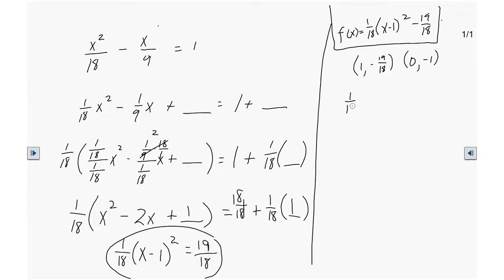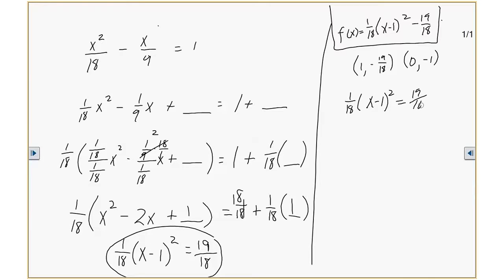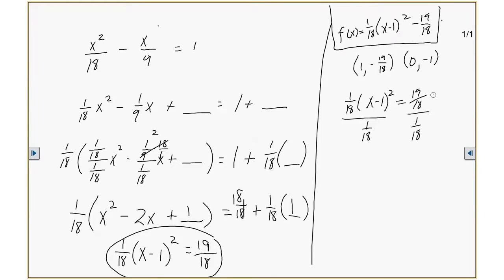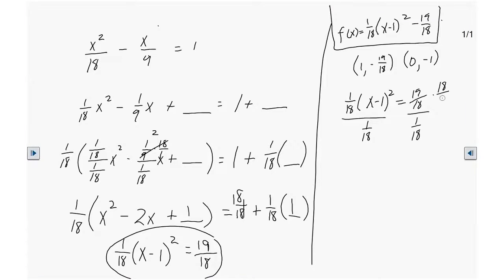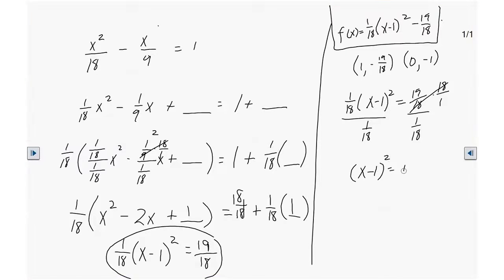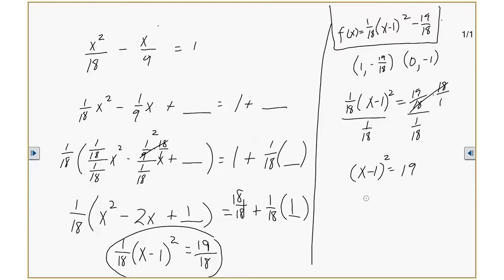1 over 18 times x minus 1 quantity squared is equal to 19 over 18. Divide by 1 over 18. What do you do? Multiply by what? 18 over, what happens with 18? Oh no, that can't be right. X minus 1 quantity squared is equal to 19. X minus 1 is equal to the square root of 19.